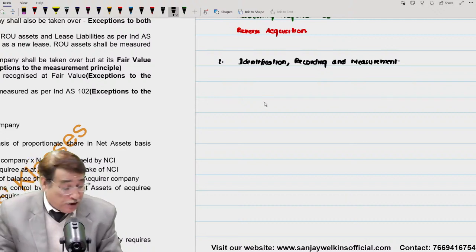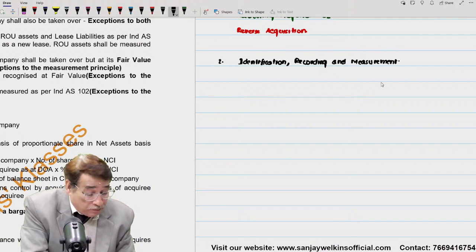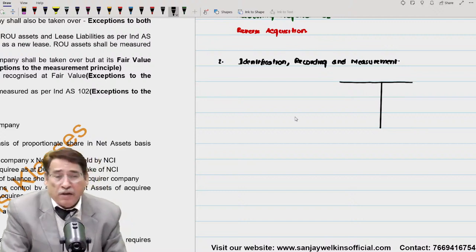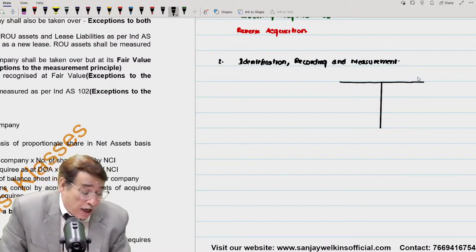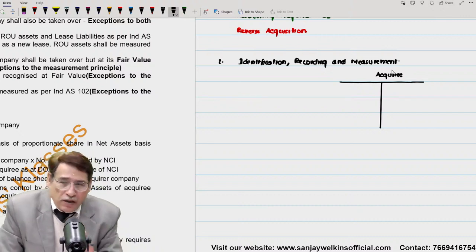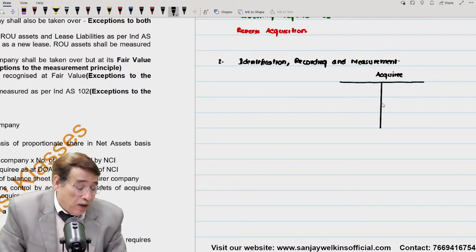Please pay attention here. For example, for simplicity's sake, I am preparing the balance sheet in this manner. Let us say this is the balance sheet, correct? This is the balance sheet of the acquiree entity. The acquiree entity is the one which is being taken over, or whose control is taken over, by the acquirer entity.